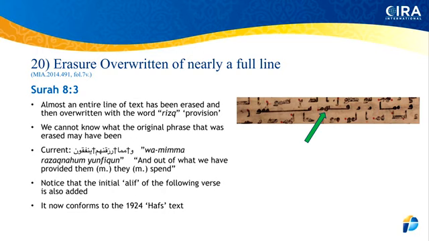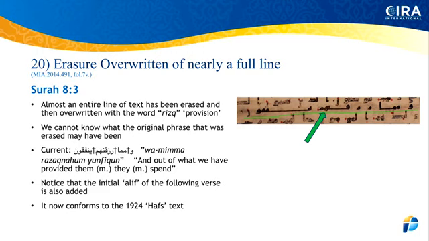This is from the Doha manuscript. Right. And it is Surah chapter 8, verse 3, and we want to underline it so people can see what we mean. Take a look at that green line that Al-Fadi has just written. That's how much has been erased. That's a huge amount that has been erased. Now, there's no way that we can find out what used to be there.